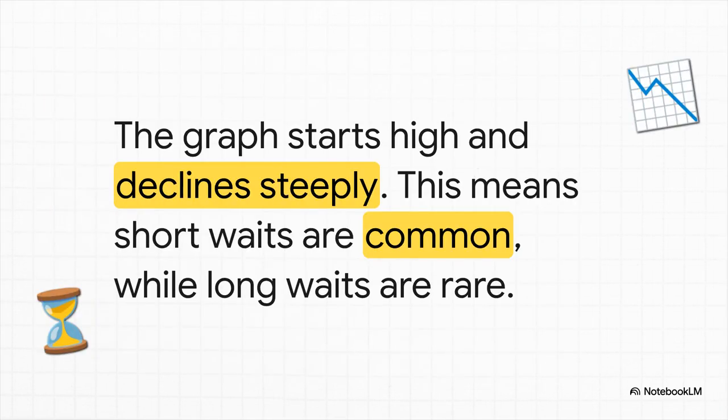And when you look at its shape, it's completely different. See how the graph starts way up high and then just drops off like a cliff? That tells us something really deep about weighting.